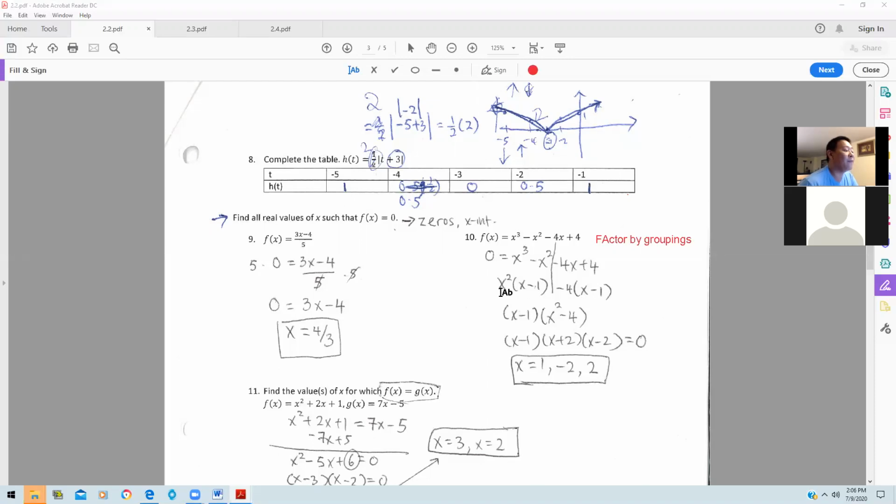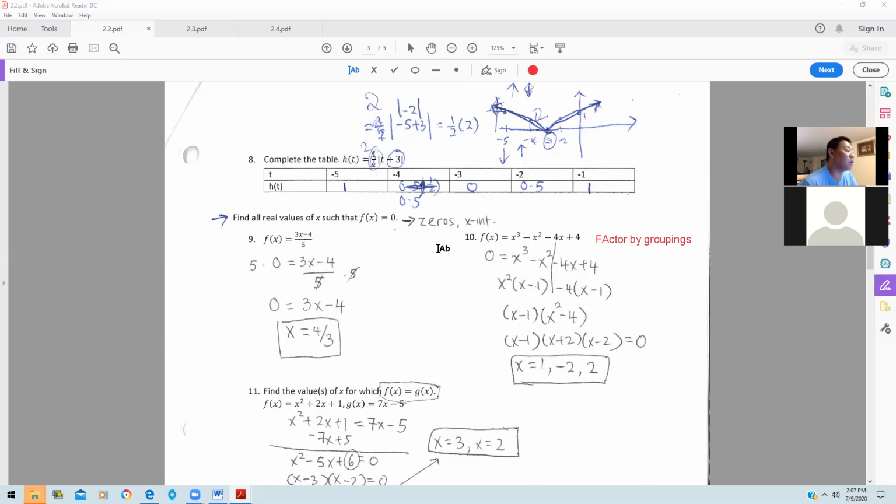And then what you left is x squared minus 4. This leftover, x squared minus 4, is a perfect square. So we can do what we call as the sum and difference of perfect squares. X plus 2 and x minus 2 because 4 is a perfect square of 2. So this is how we factor this by groupings, and then you make them all equal to 0. So in this case, you get 1 here, -2, and 2 when you solve.